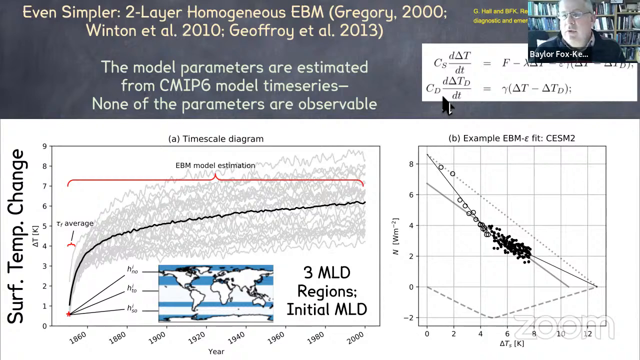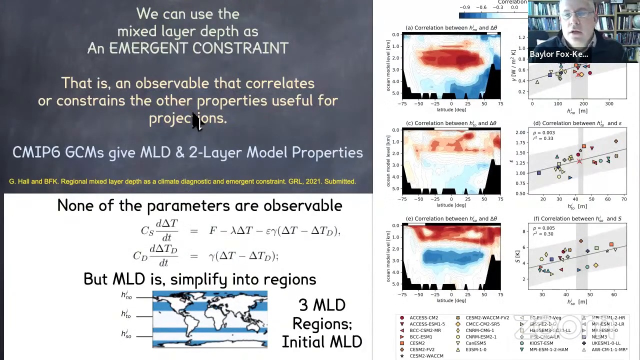That's not really the way we would like to do this, because we'd love to observe something that informed us about these, so that we'd know whether the two-layer model, this little model, was biased versus observations, or in turn, whether the CMIP model that this two-layer model was trained against was biased versus observations in an interesting way. That's where the mixed layer comes into the game. Okay, so we can use the mixed layer at depth as an emergent constraint.